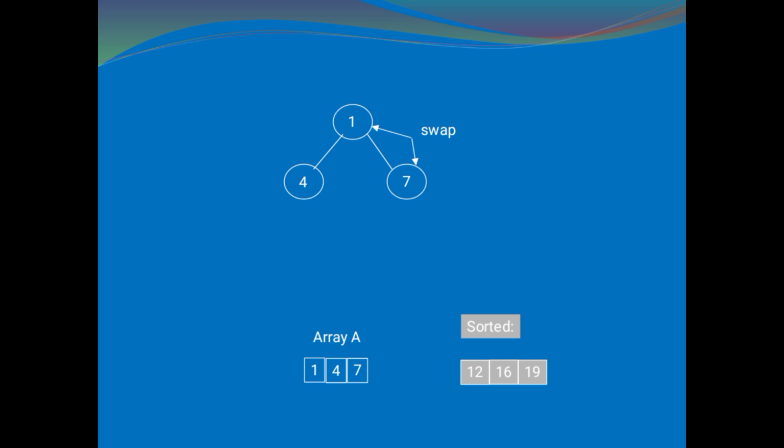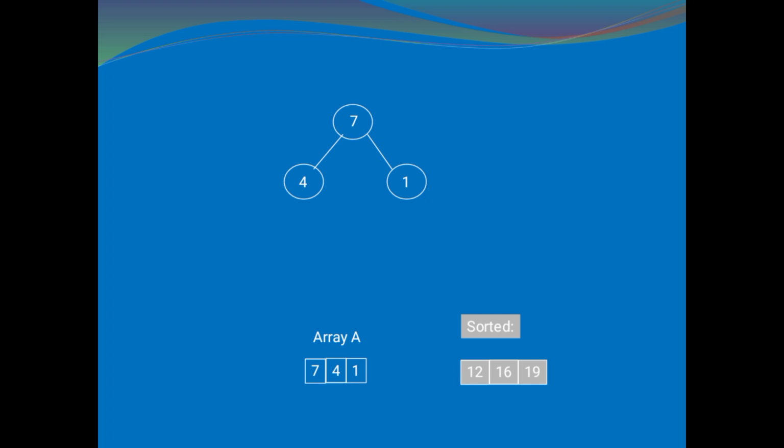Now 7 and 4 are checked with 1. So 7 is the maximum element and should be in the root node, and 1 should be in the child node. So after checking, I will place 7 in the root node and 4 and 1 will become my child nodes. Okay, my tree will appear like this. Now check whether it is a max heap or not. 1 and 4 are compared with 7. 7 is bigger than 1 and 4. So it is a max heap.